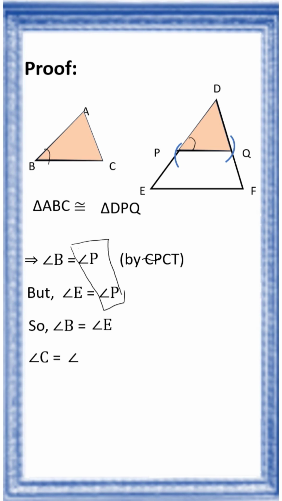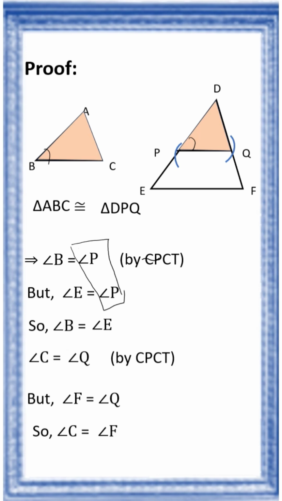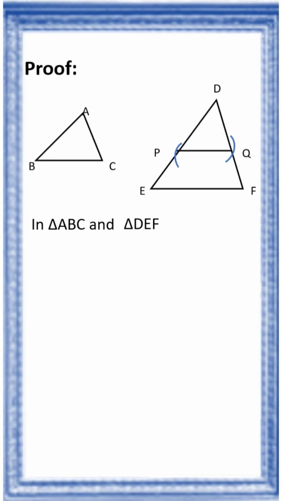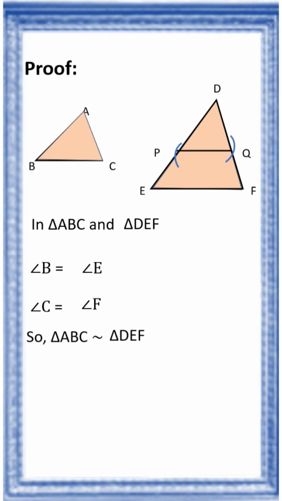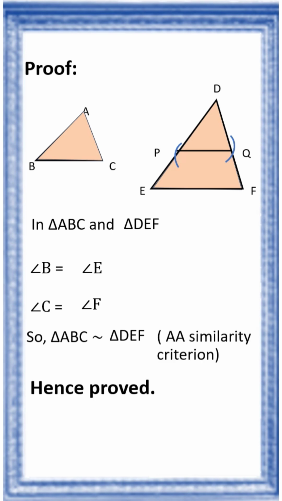Angle C is equal to angle Q, corresponding parts of congruent triangles. Observe the figure. But angle F is equal to angle Q, we have proved. So angle C is equal to angle F. LHS and LHS should be equal. So in triangle ABC and triangle DEF, angle B is equal to angle E, angle C is equal to angle F. So triangle ABC is similar to triangle DEF by AA similarity criterion. Hence proved.